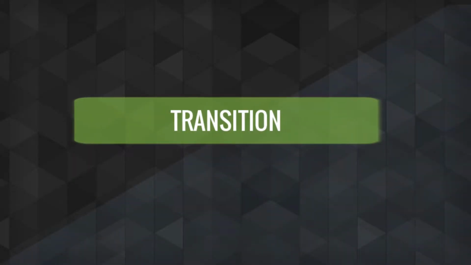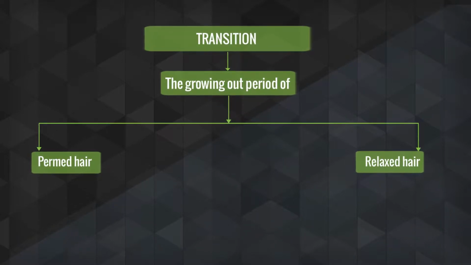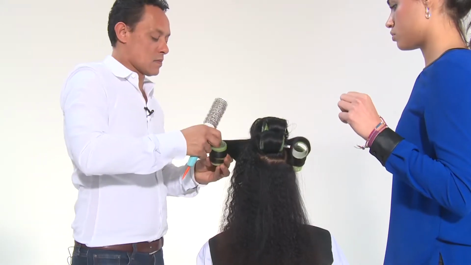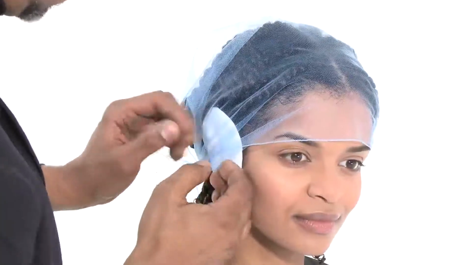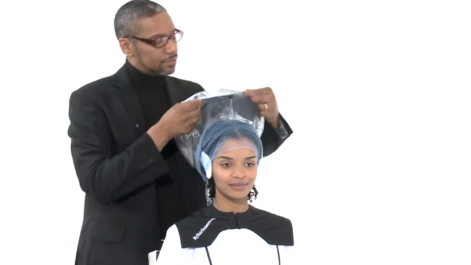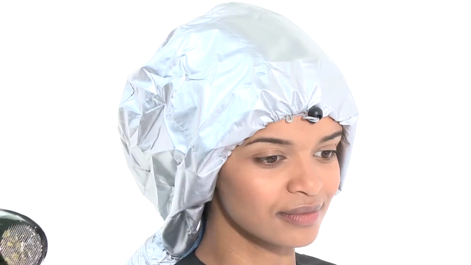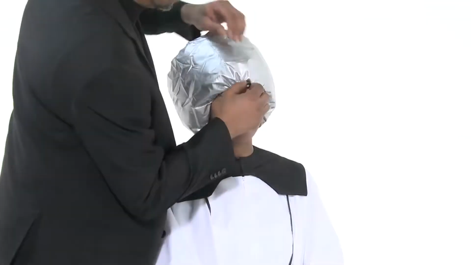Science. Transition is a term used to describe the growing out period of permed or relaxed hair in order to get the hair back to its natural state. Natural hairdressing is a term used to describe hairdressing services that do not use chemicals. In relation to type 3 and type 4 hair or afro hair, the term natural refers to hair that has not had chemical service to change the texture. The curls are natural.